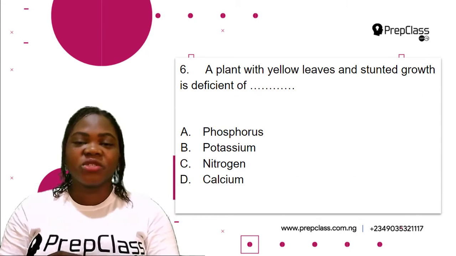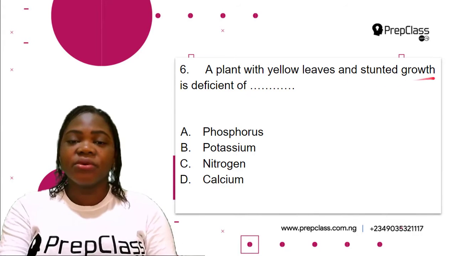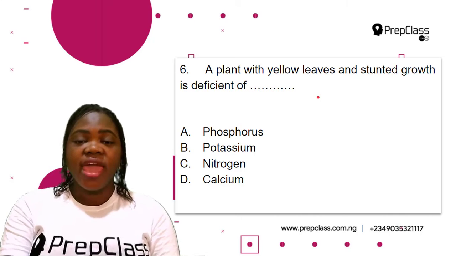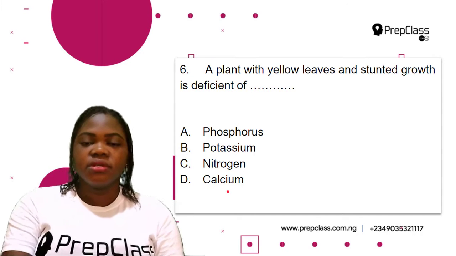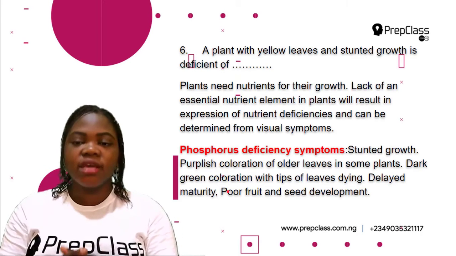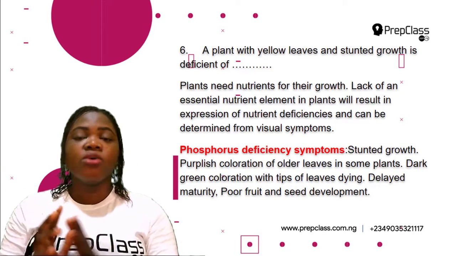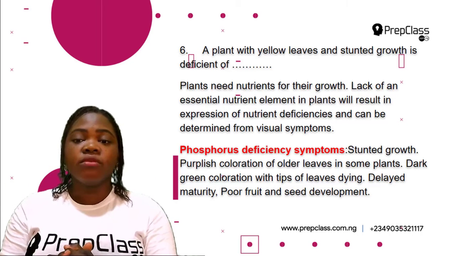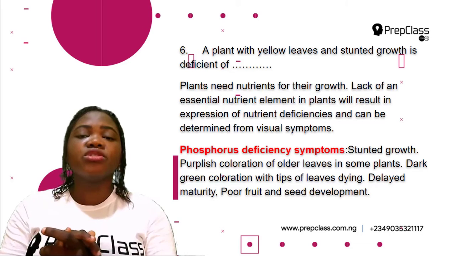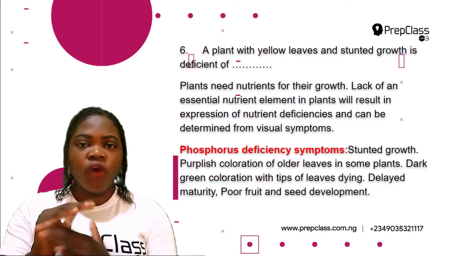All right, let's move on to the first question. Question 6. A plant with yellow leaves and stunted growth is deficient of dash. A. Phosphorus. B. Potassium. C. Nitrogen. D. Calcium. So plants need nutrients for their growth. Lack of an essential nutrient element in plants will result in expression of nutrient deficiencies and can be determined from visual symptoms. So for us to be able to know the answer to this question, let's find out the deficiency symptoms of all the options.